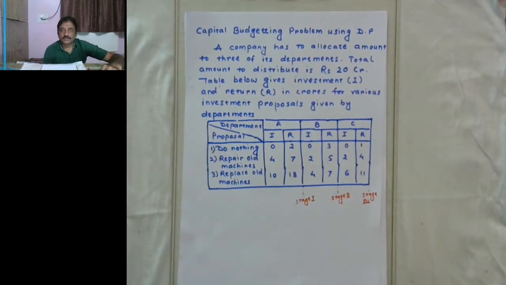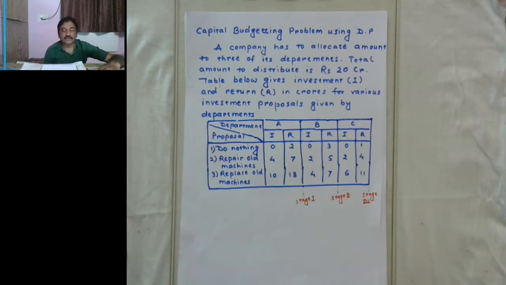Having understood the philosophy of dynamic programming by means of a problem which we have seen in our last class, the problem was about finding the shortest path between two locations, commonly known as the shortest path problem, or shortest route problem. In this class, we'll be implementing dynamic programming for solving the capital budgeting problem.